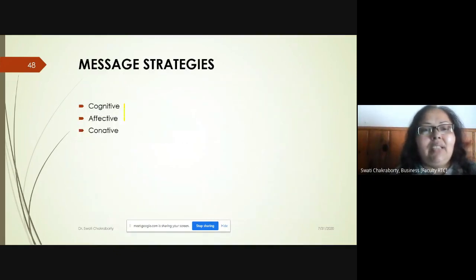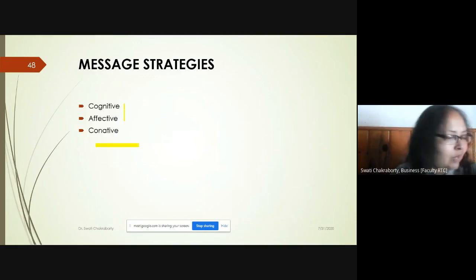Okay, we've done these two, then we come to the third one, which is connective message strategies.